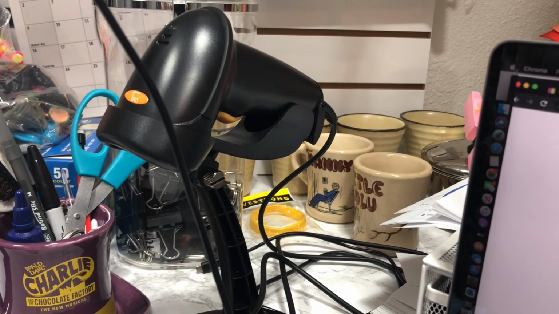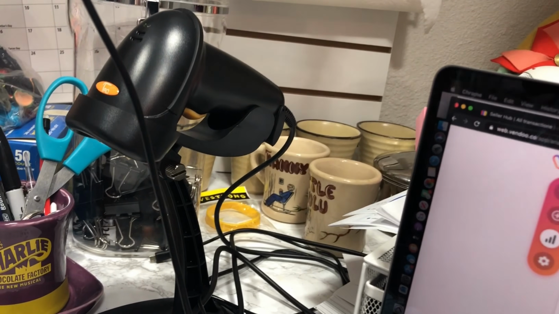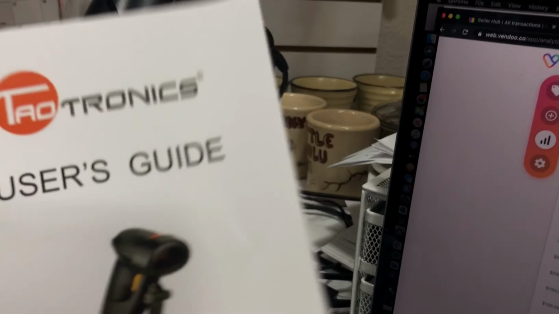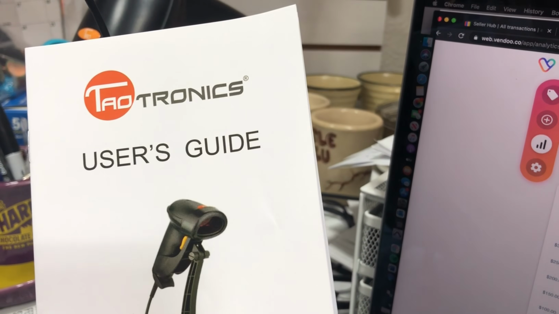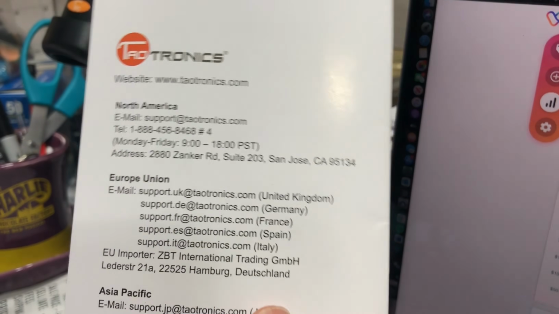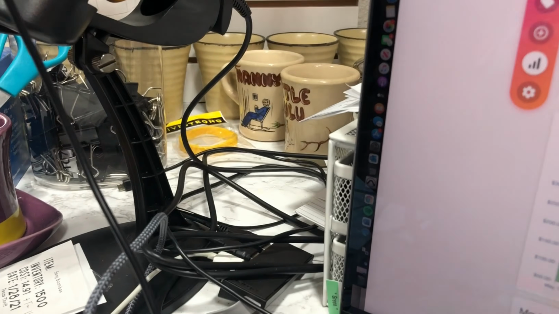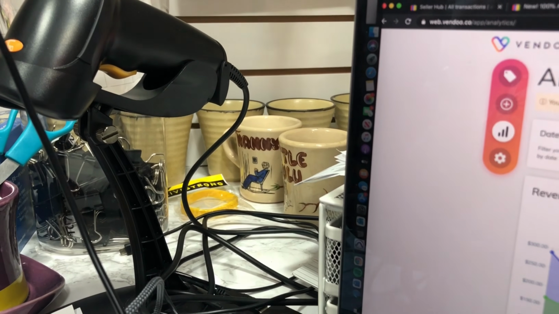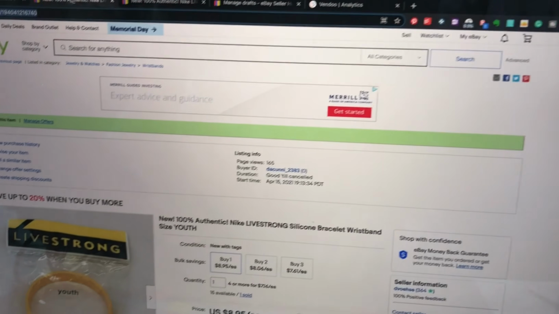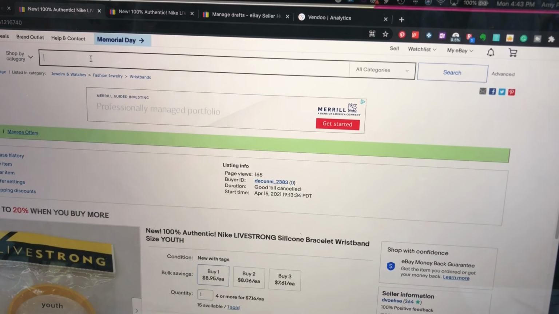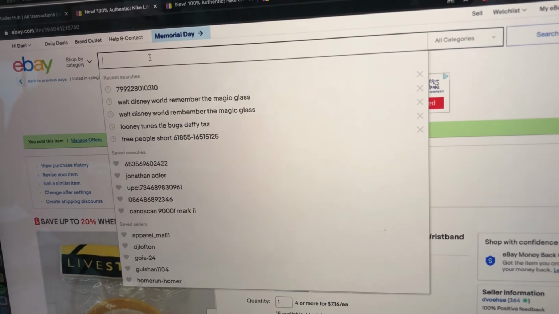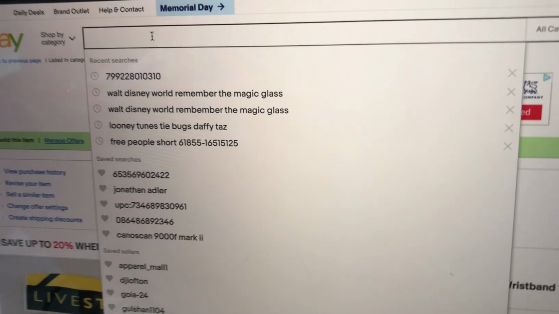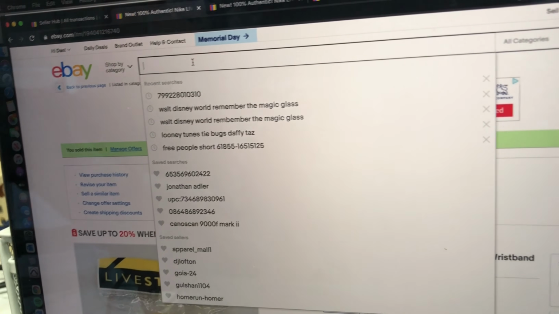And then here's the scanner that everybody keeps asking me about as well. This is from Amazon. I think it was $20. It's a laser barcode scanner by Tautronics. It looks very official, doesn't it? It just hooks in by USB too. I'll just show you handheld here. Say I just want to search for anything. I need something with a barcode. Is that a barcode? Okay, let's see. Basically it just enters numbers for you.